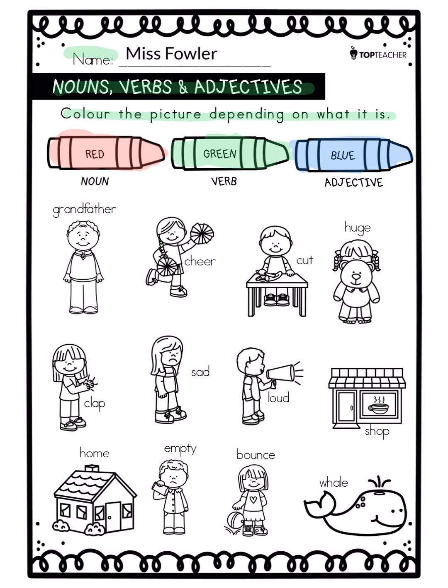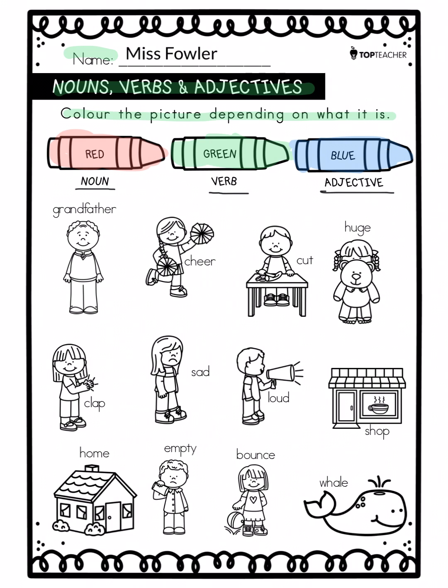Below the pictures are either a noun, which you would colour in red. Now a noun is a person, place, or thing. Or you would colour in a picture that is a verb in green, which is an action or doing word. And lastly, you would colour pictures in blue, which are adjectives, which are describing words.